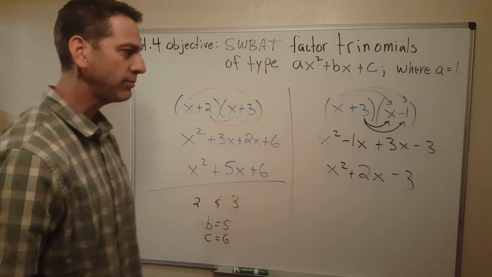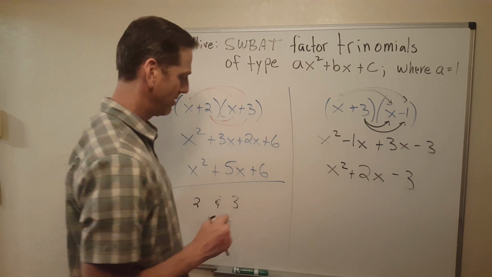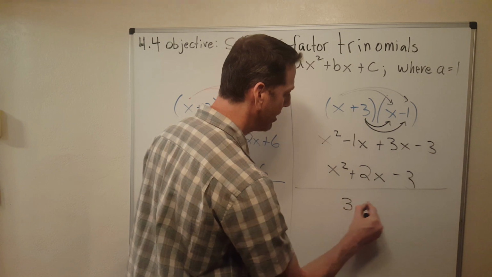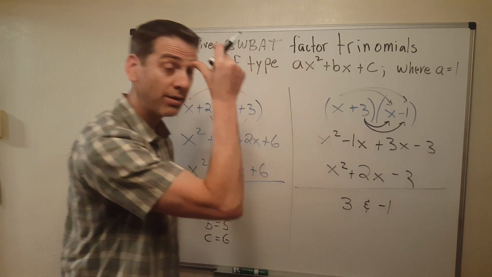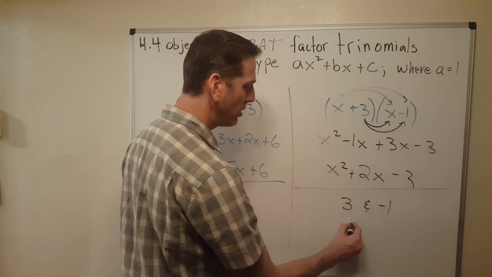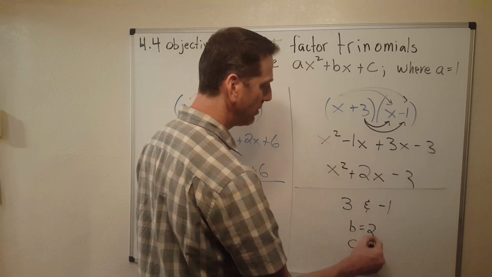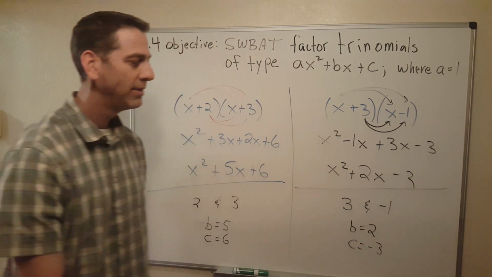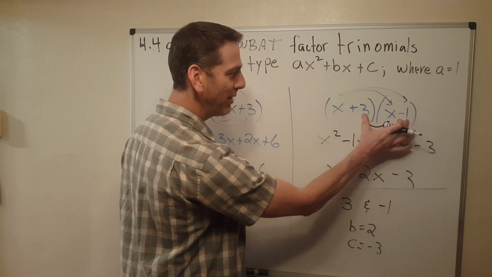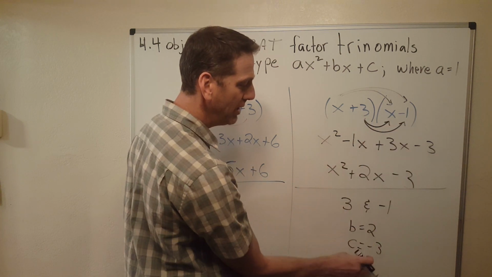Okay. So I want you to see it once again. What are my two numbers here? My two numbers are 3 and negative 1. And what is B and what is C? B is 2, and C equals negative 3. Do you see a relationship between my two numbers in my factored form, 3 and negative 1, and my B and my C?